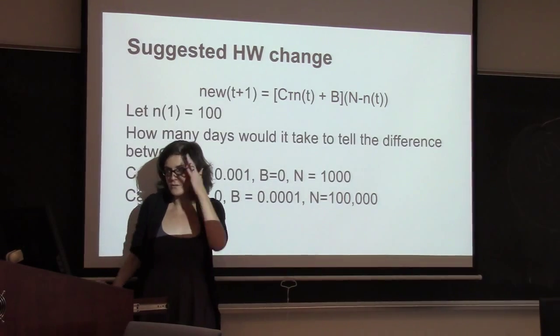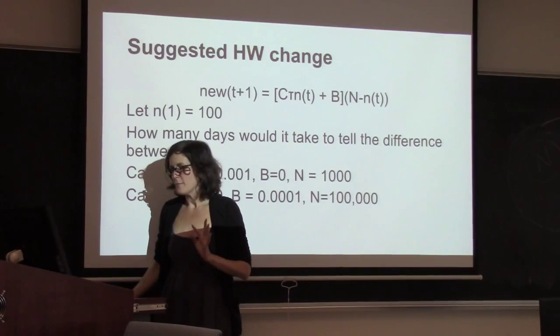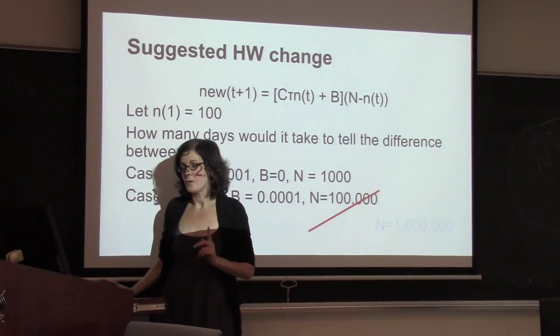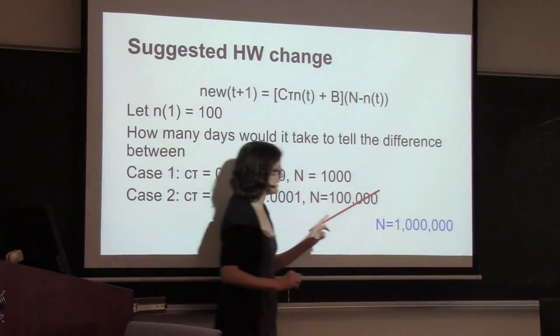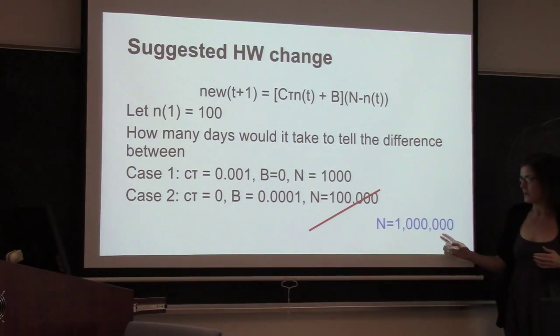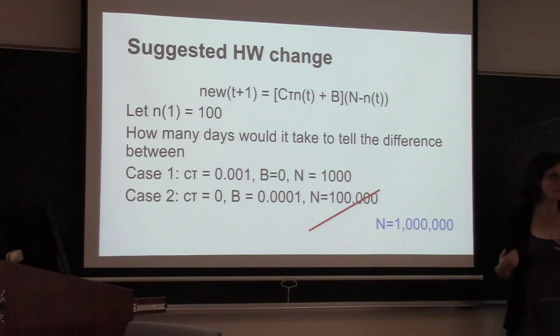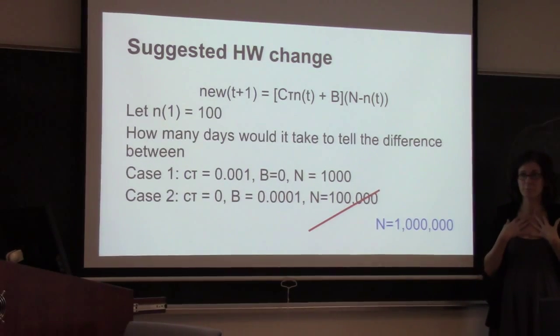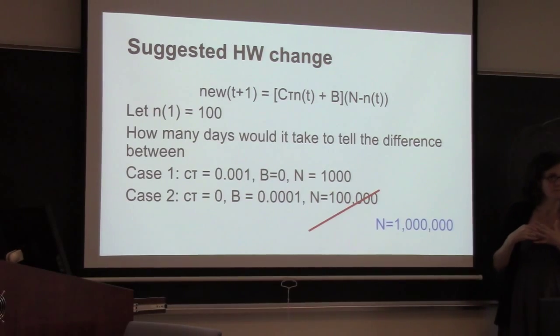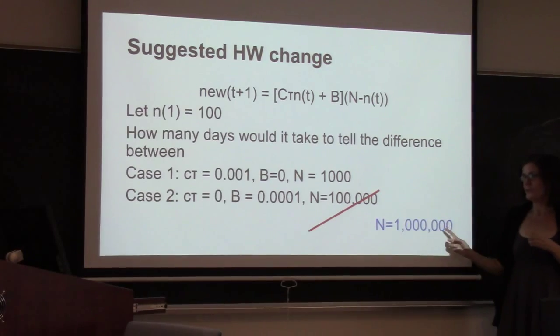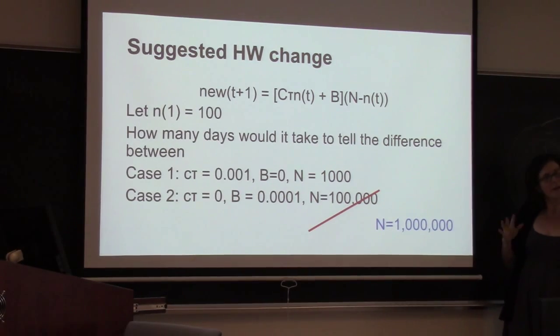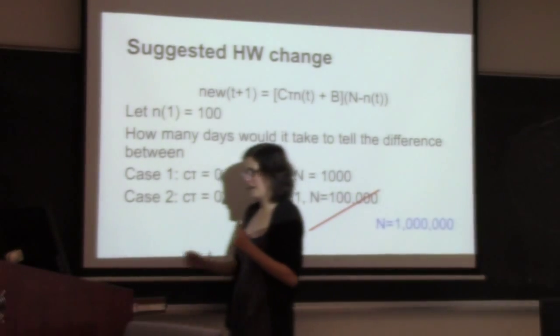I have a suggestion. This is the homework that you were given. My suggestion is that you don't do this homework, but you do this homework. So for the second case, make it a million, not 100,000. The reason I suggest that is that you get a much more interesting answer, I think. That'll be kind of cool. If you do this homework, you'll be more like, okay, that's cool. So I suggest you do that homework. Got it?